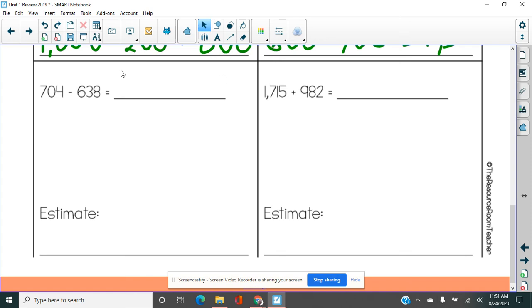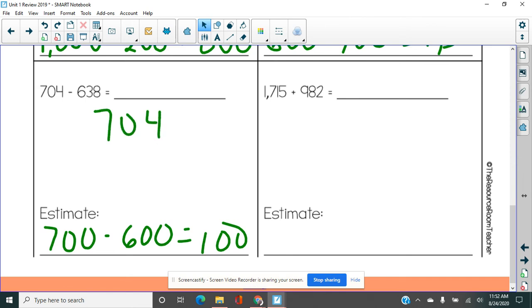Okay, next one, subtracting. Go ahead and estimate it. Okay, I would do 700 minus 600. I'm going to expect an answer around 100. If you haven't done this problem, go ahead and do it now.